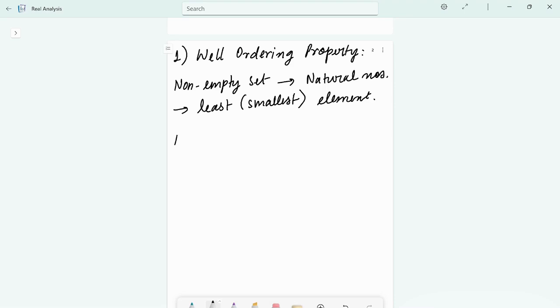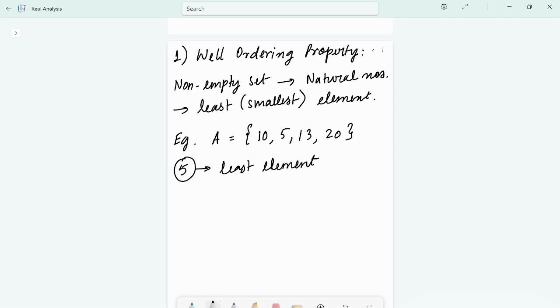Let's understand this with an example. If we take the example of A, where the elements are 10, 5, 13, and 20, 5 is the least element. Am I correct? So it means A is well ordered.